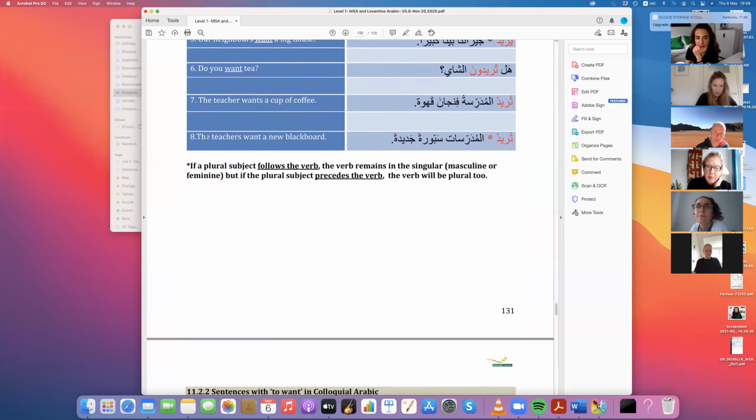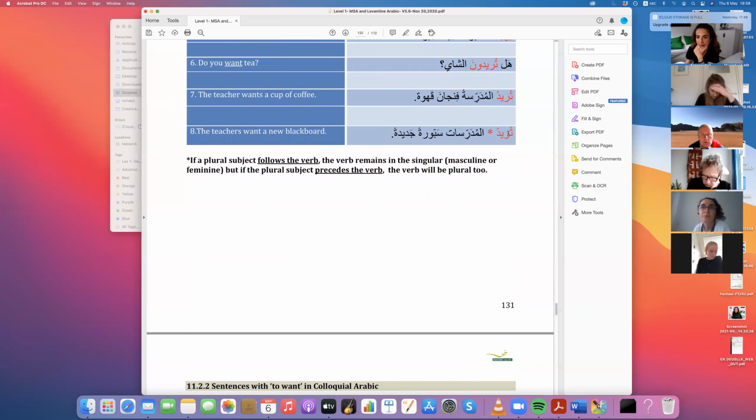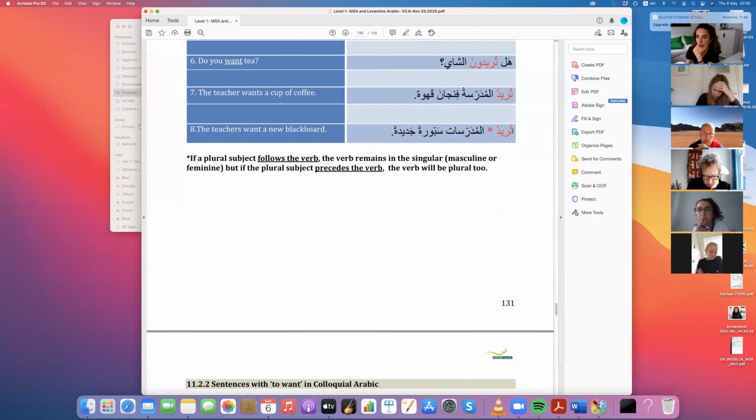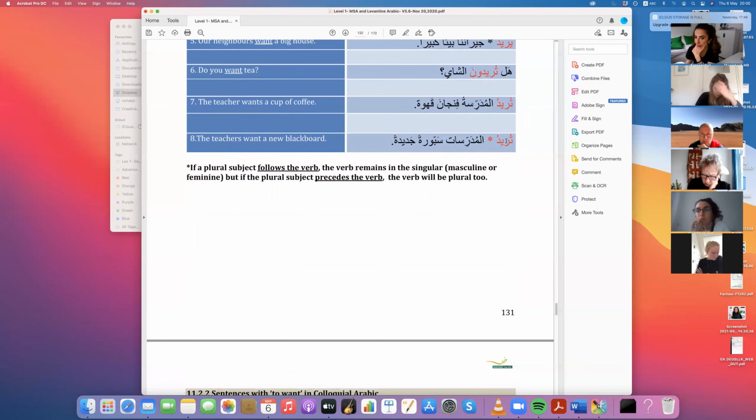Look at this one, the last one. This one is a bit strange, and this applies only to Fusha, MSA. "The teachers want a new blackboard." Look how it is done in Fusha. Turidu al-mudarrisat sabura jadida. Okay, so turidu is conjugated like singular, not like plural. And here I have a note. This star tells you that if a plural subject follows, the verb remains in the singular.